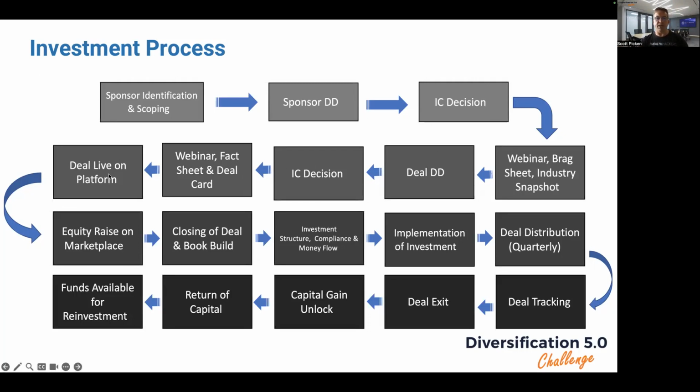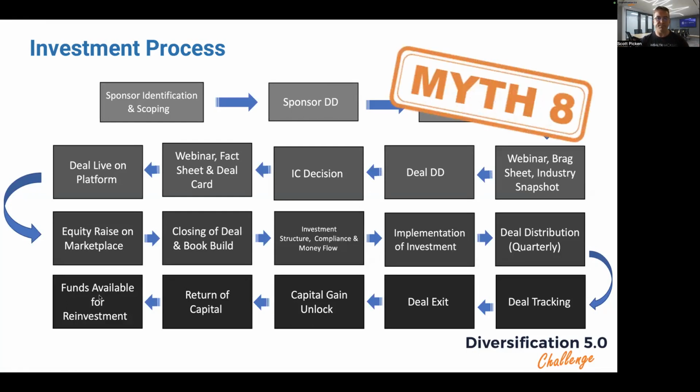The deal goes live on the platform. We start to raise on the platform. We close the deal. It's called a book build. It's then set up through a structure. I'm going to show you this in a picture. We implement the investment. When the deals get distributed, they get distributed quarterly. We track the deal on an ongoing basis for however long it is, 1, 3, 5 years. The deal then exits. You get the capital gain on the back end. You get the return of capital, and you have your funds ready for a new investment. So let me show you how that works.